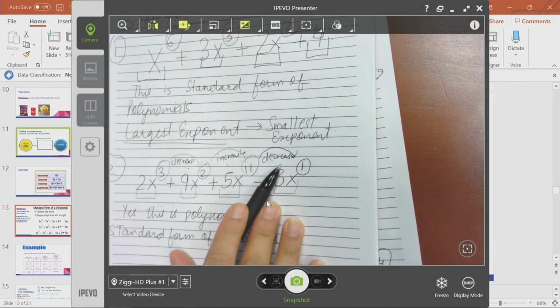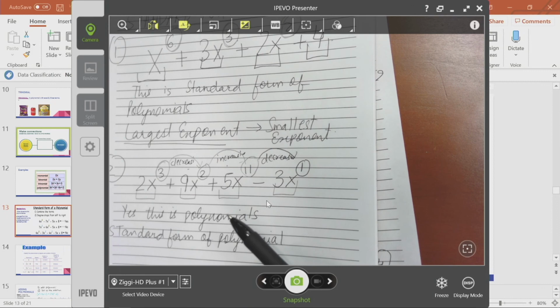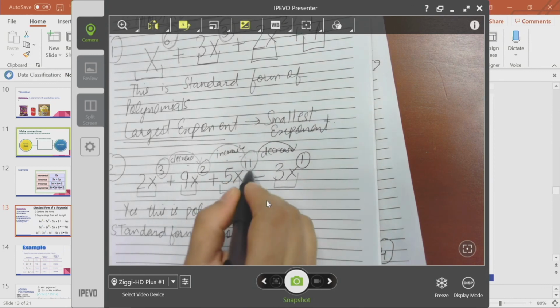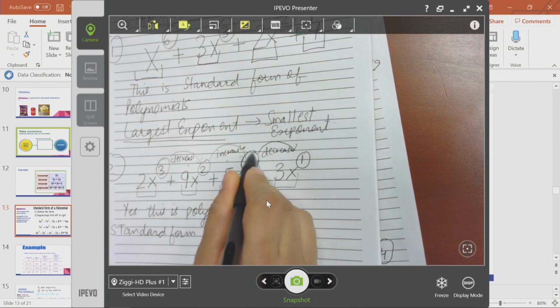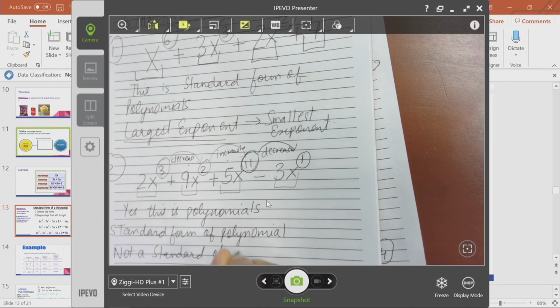That's not the standard form. It has to be in the decreasing order of highest exponent. Our highest exponent in this question was 11. But we started with 3, then we went to 2, and then we went to 11. So this is not a standard form of polynomials.